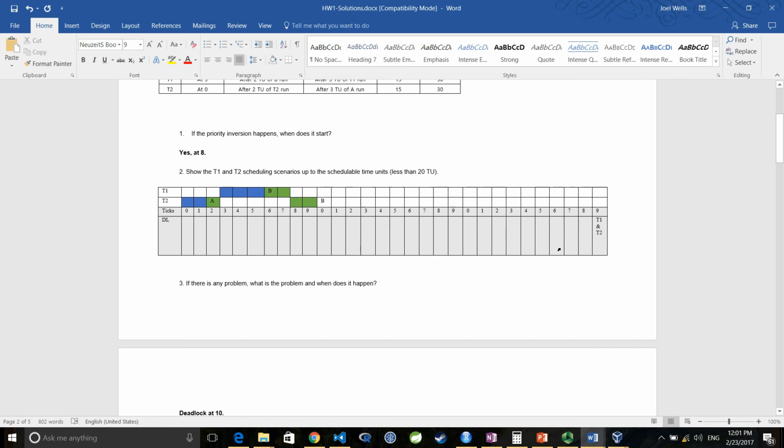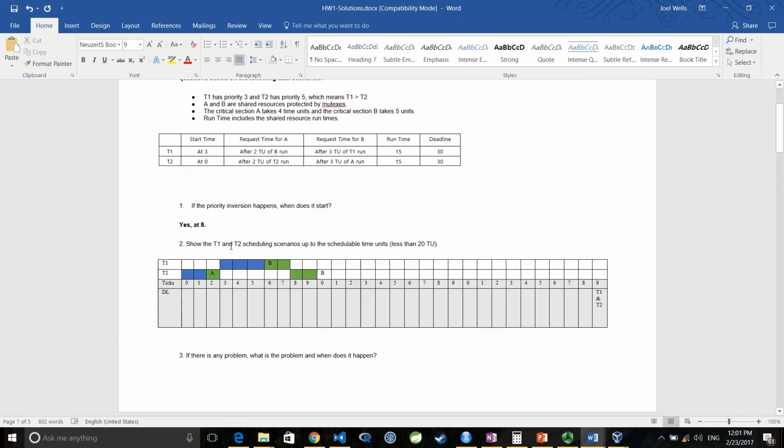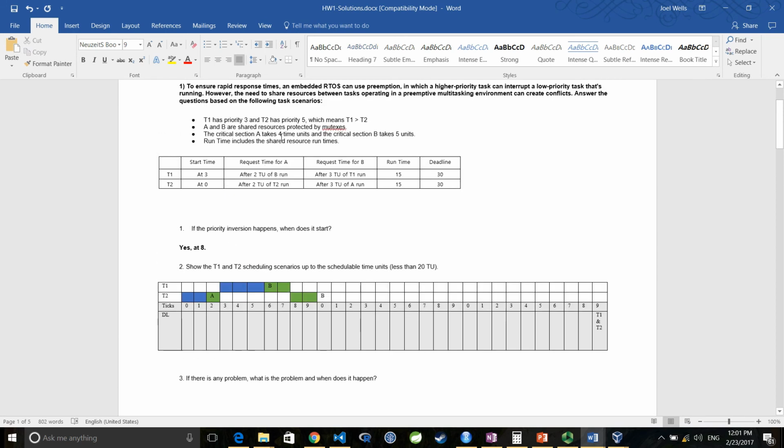The first one, okay. So T2 asks for A here. Critical section for A takes 4 time units, and the critical section for B takes 5 time units. So that little bullet is saying you've got to run with A for 4, and you've got to run with B for 5, from whatever time unit you start with. So it's not done with A, because it still has 3 more time units to run with. Does that make sense?